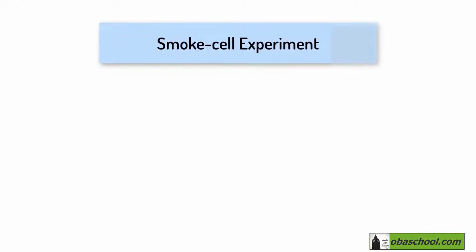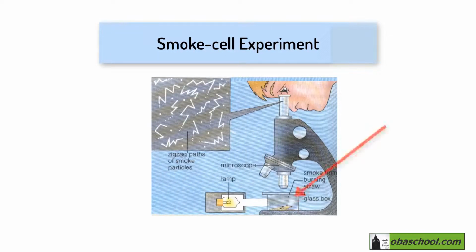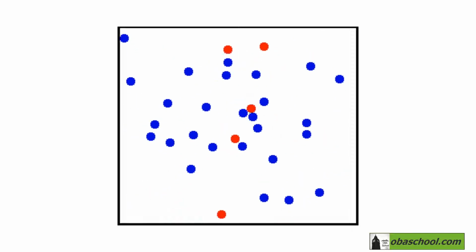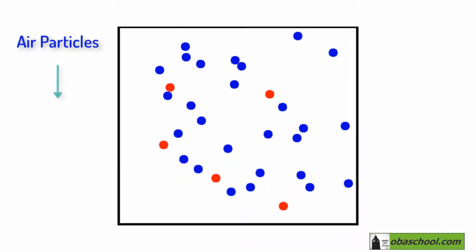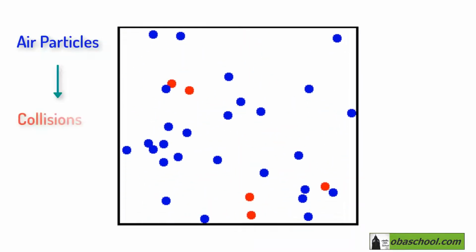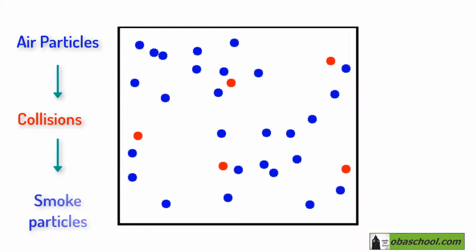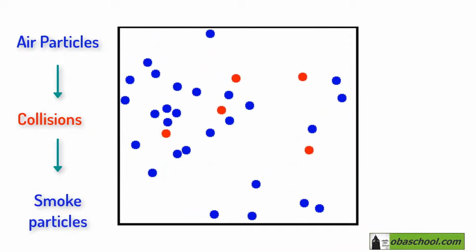This is a smoke cell experiment, where we have a smoke cell, which is a container full of air. In that container, we can then inject some smoke. By observing how the small particles are moving, we will be able to deduce how the air particles themselves are moving due to their collision with the smoke cell particles. So let's take a look at this in detail.